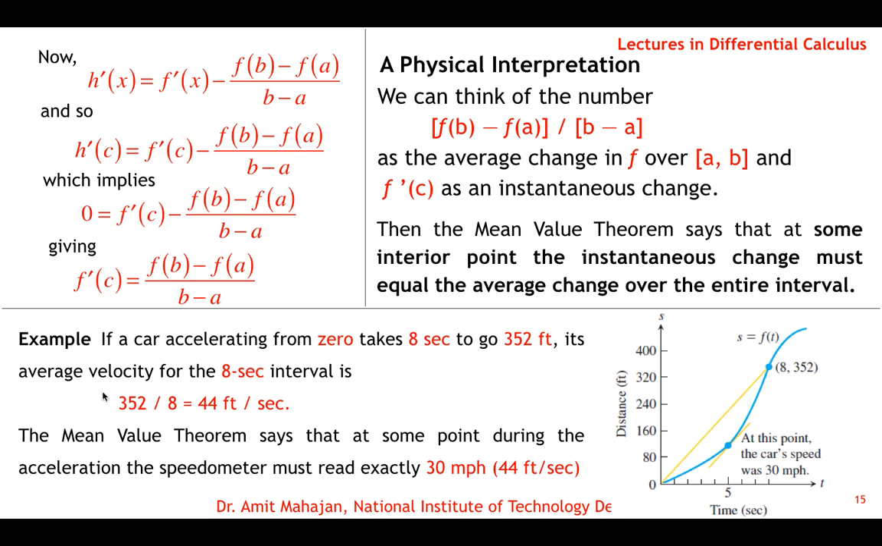So that is the average velocity, and then the mean value theorem says that there is at least one point c in the interval 0 to 8 such that the instantaneous velocity, or the speedometer, will show the same speed at that instant. So there is at least one point where the car speed is 30 miles per hour, which is actually equal to this value, 44 feet per second. So this is one example.